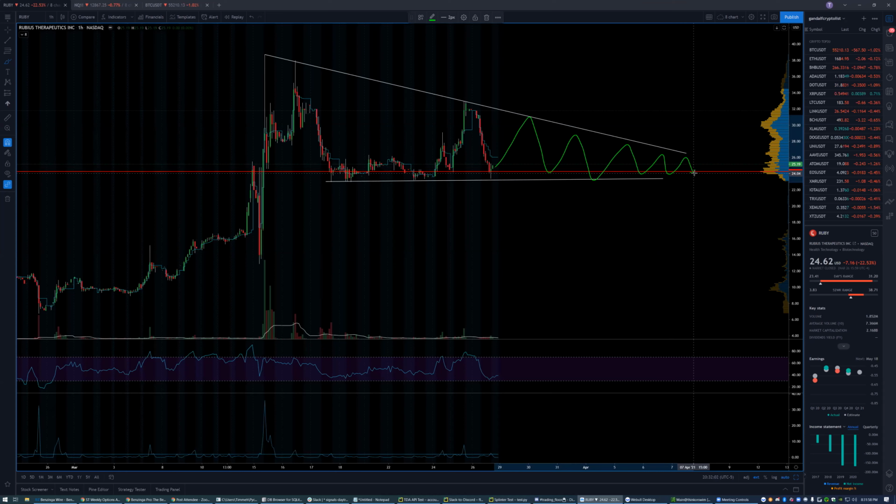And then the tighter the consolidation gets, we call that loading the spring, right? That's where you're most likely to see a more explosive move to the upside, and especially the longer it takes to do that.